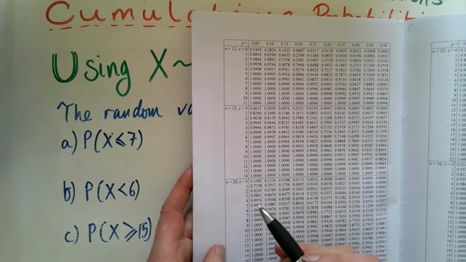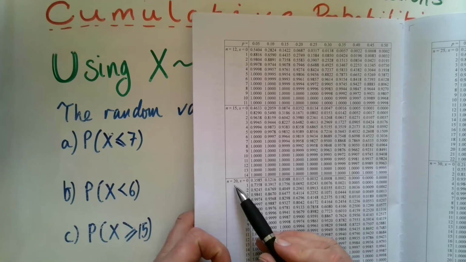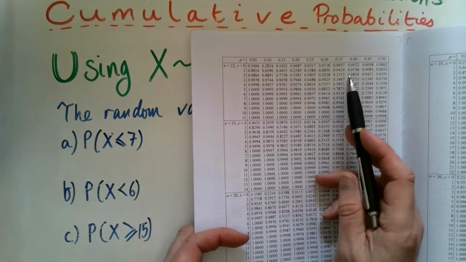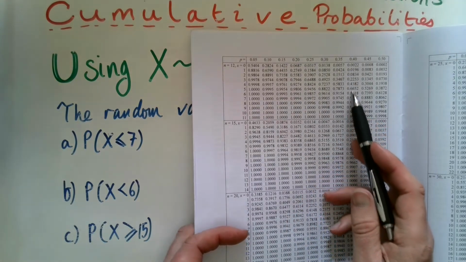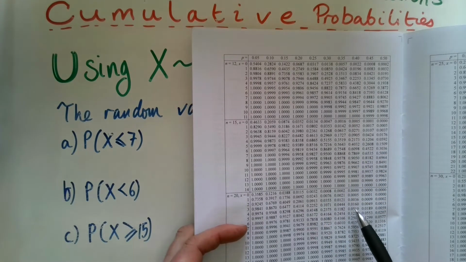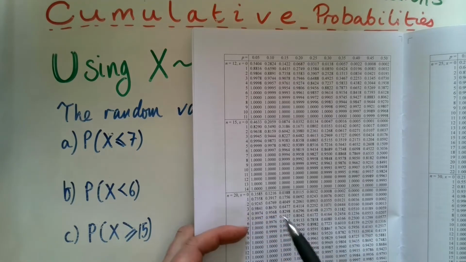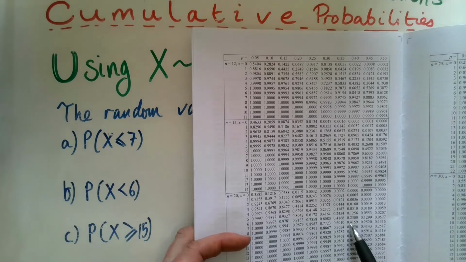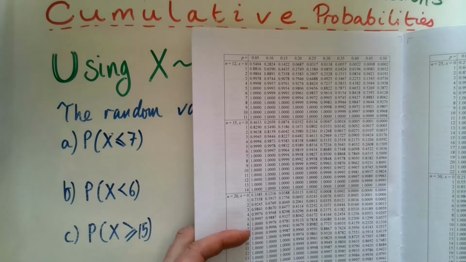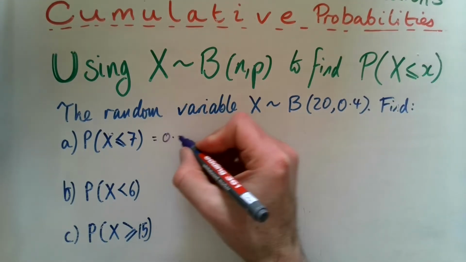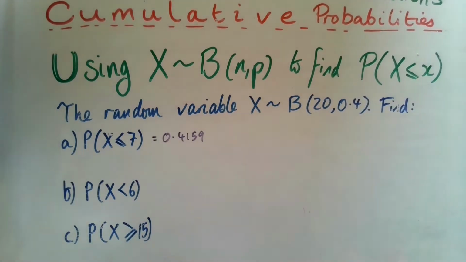So if I go to n equals 20, that's my number of trials, the probability is 0.4, so that's this column here that says 0.4. I read all the way down until I get to 7, since I want 7 or less, so 7 across 0.4, 0.4159. So I'll just make a note of that, equals 0.4159. And so we would leave it, as I said, to 4 decimal places.